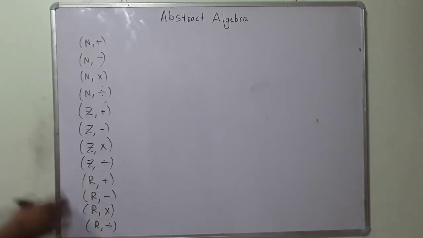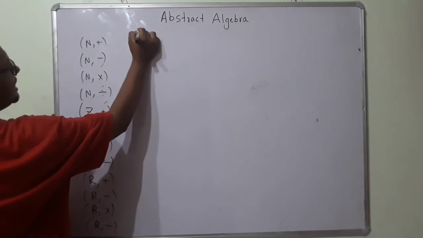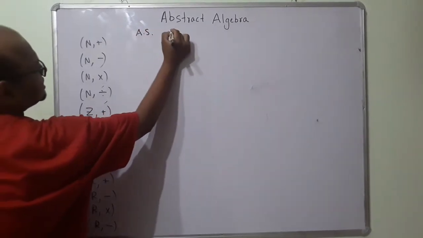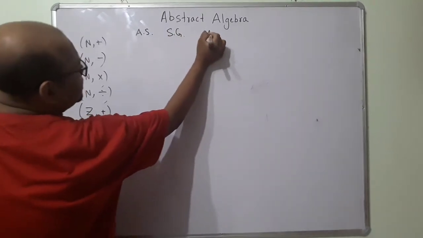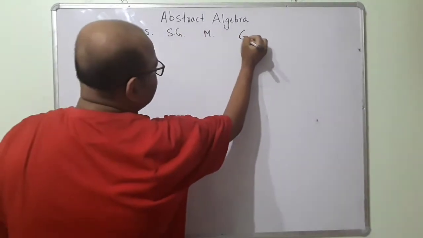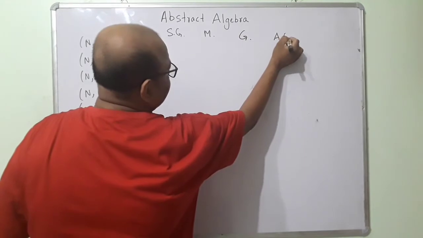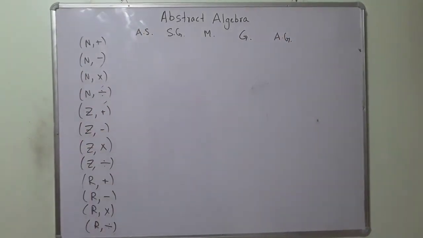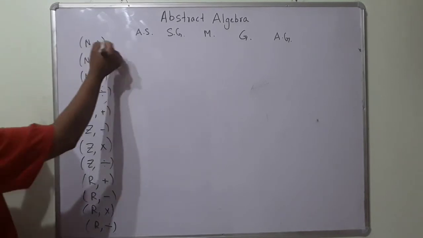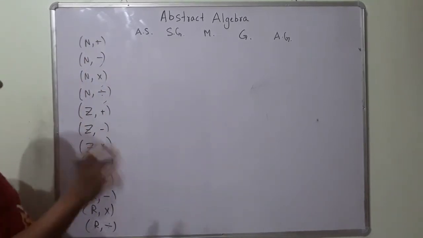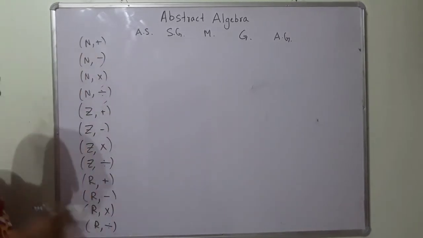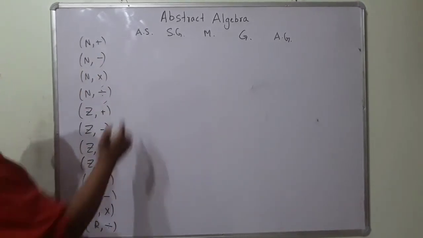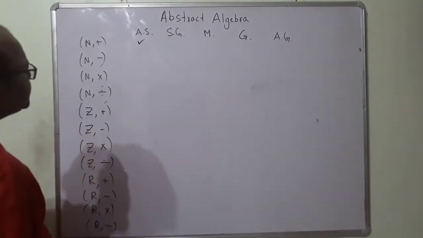So I am interested in figuring out if it is an algebraic structure, if it is a semigroup, if it is a monoid, if it is a group, and if it is an abelian group. Let us try to figure it out. Natural numbers under addition, is it closed? We already figured out, yes, it is closed. When I add two natural numbers, I will get back a natural number. So yes, it is an algebraic structure.